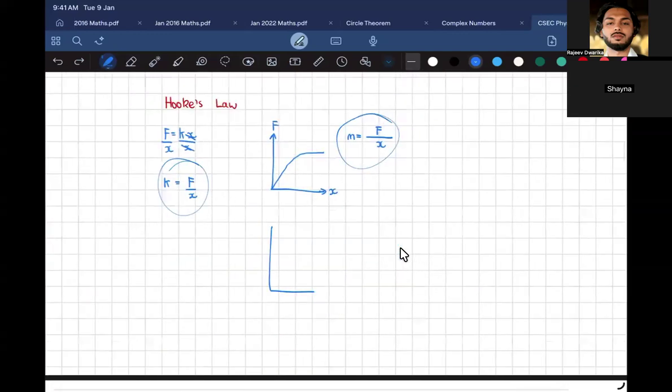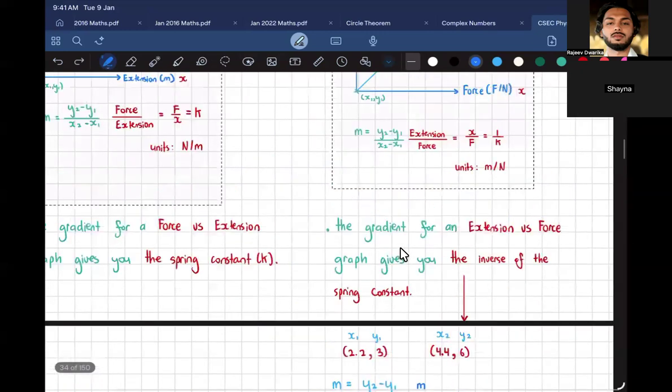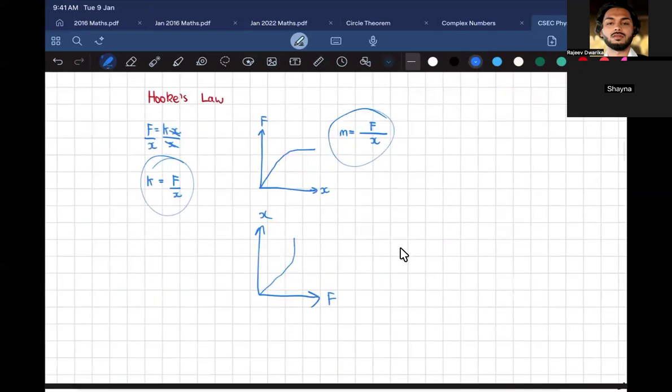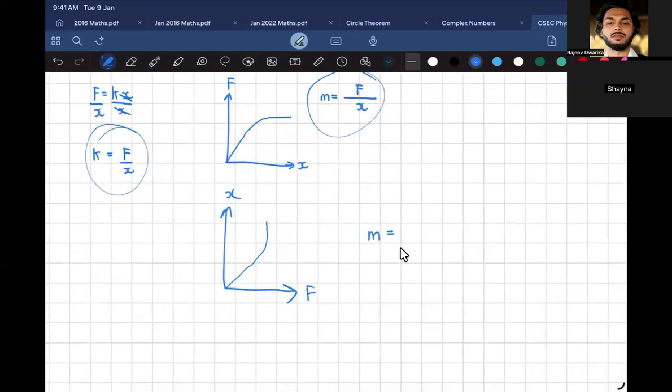If you had a graph, but this time it was the other way around, extension versus force, then the graph would look like this. Now, if you find the gradient for this, remember gradient is y over x. What's on the y-axis in this case? X is on the y-axis, and F is on the x-axis. Kind of confusing, right?